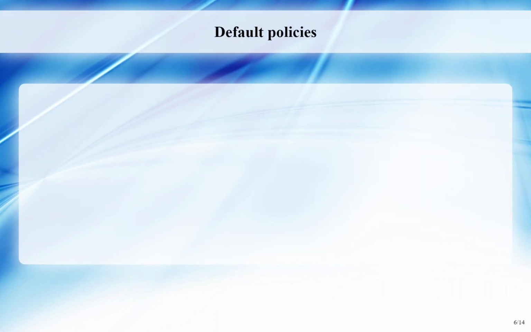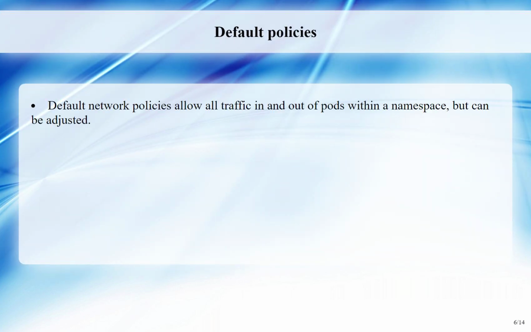Default policies. In the context of network policies within a namespace, the default behavior allows all ingress and egress traffic to and from pods within that namespace. However, there are options to change this default behavior.